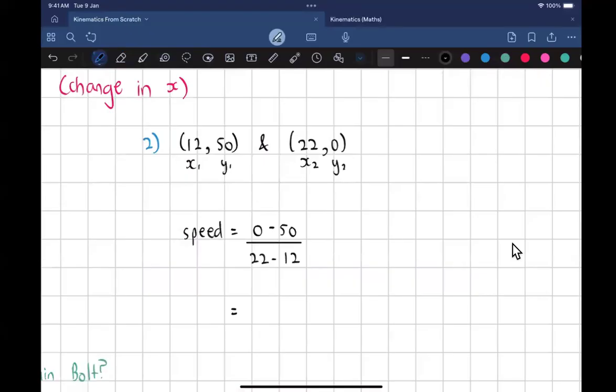50. No, minus 50. That's minus 50. And what is 22 minus 12? 10, that's 10. Now here, we can't call that speed because speed isn't negative.